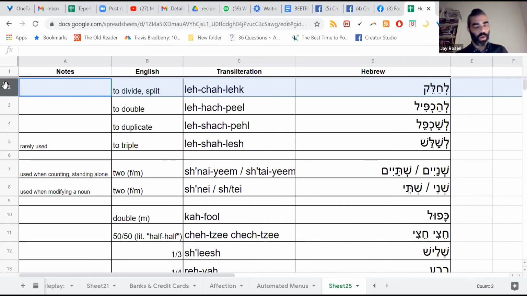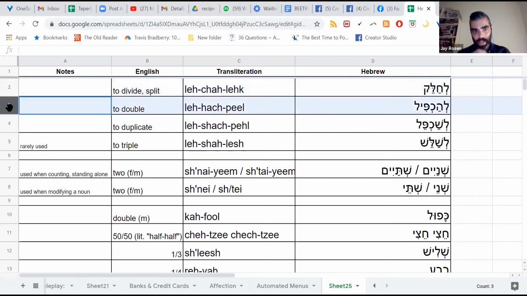Lechalek, to divide, but also to split. And this is in any permutation, right? Doesn't have to be between 2 people, it can be between 50 people, or it can be between 50 different items. If you want to pay, for example, at the register of a clothing store between mizuman, cash, and Kartis Ashrei credit card, you would also ask to lechalek.